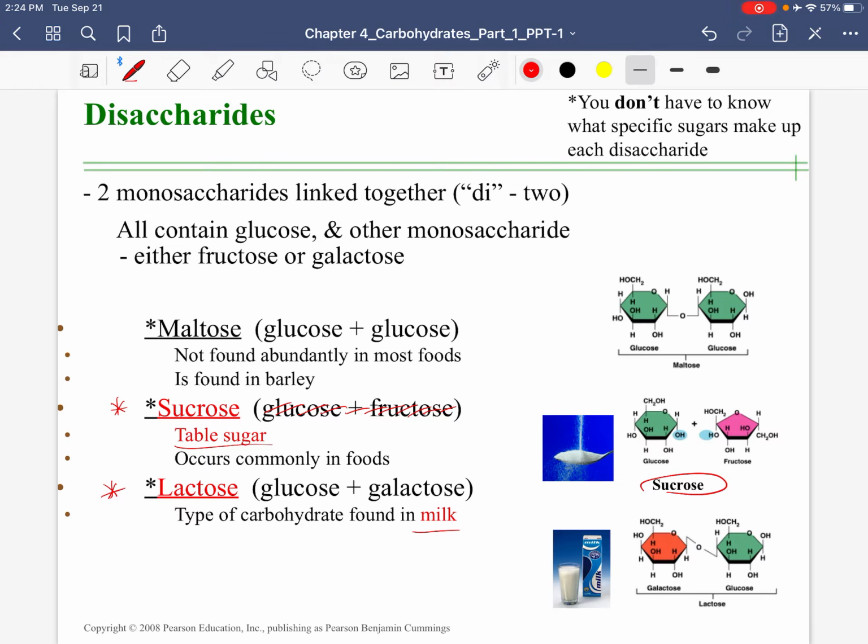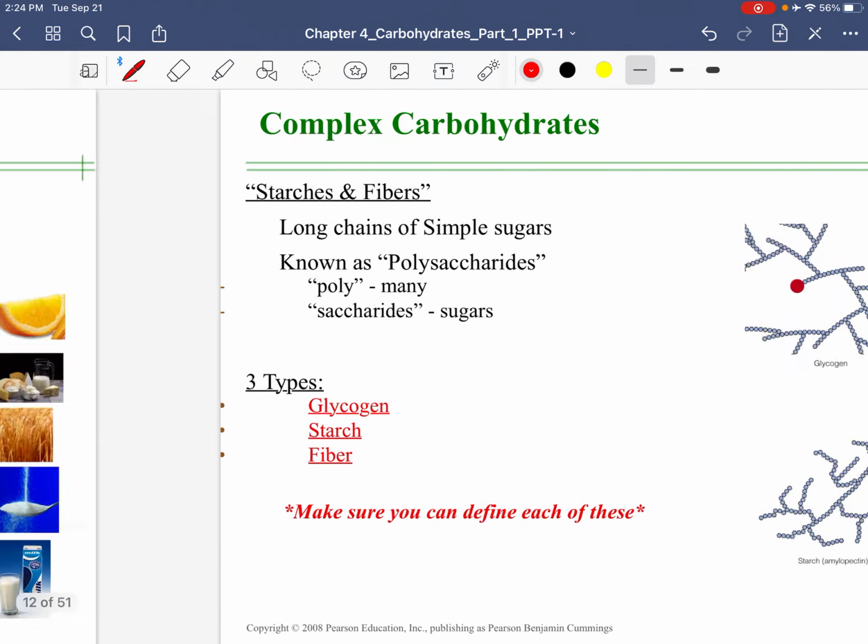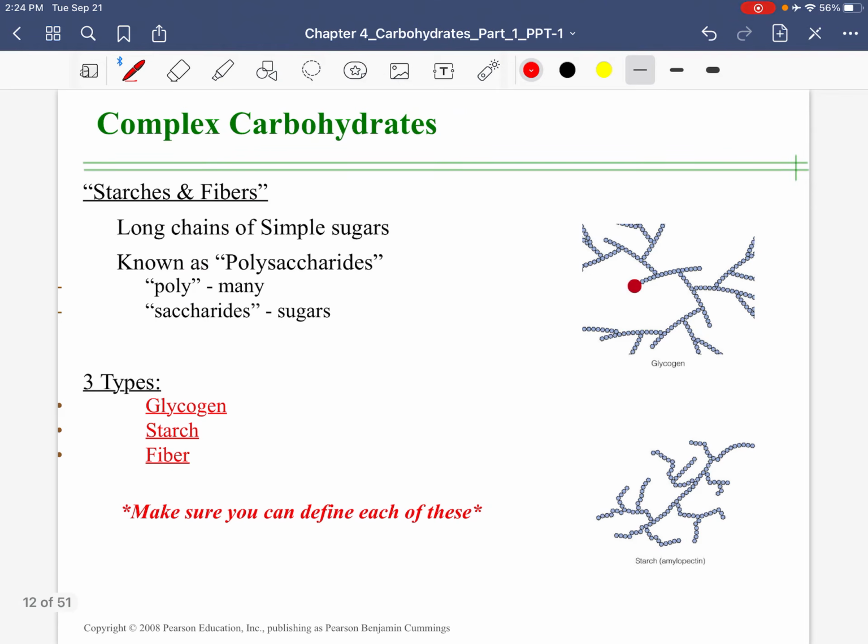You do not need to know specifically what makes up each of these disaccharides. You can see it's 2 monosaccharides put together, but you don't need to know those. Good. Keep it simple. Simple sugars. Monosaccharide with 1 sugar, glucose. It's our blood sugar, energy. Disaccharides, 2 sugars: sucrose, which is table sugar, and lactose, found in milk.